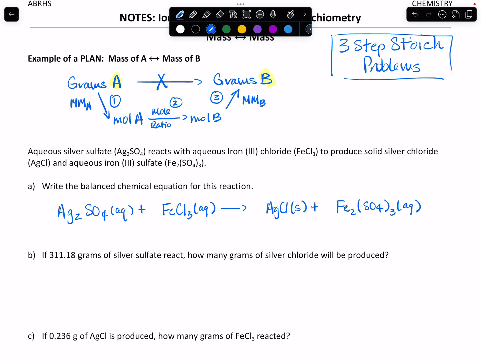All right, now for balancing. Here we have a polyatomic sulfate that shows up on the opposite sides, products and reactants, as sulfate. So the polyatomic ion is seen on both sides.